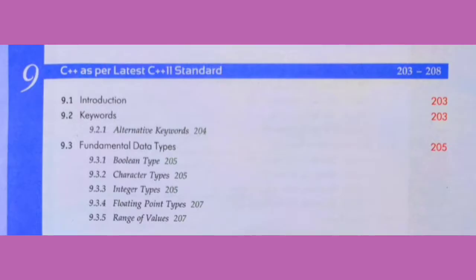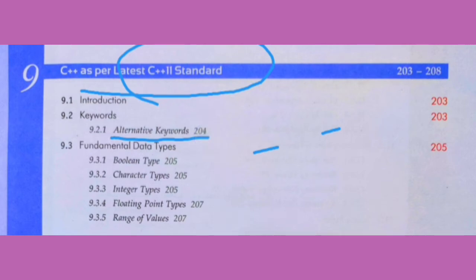Coming to chapter 9, you will learn C++ as per the latest C++11 standard. So the latest version is the C++11 standard, and you will see how things are different. For example, C++ has some operators and variables, and now what changes are there. For example, alternative keywords: we will learn some keywords, and here you will learn the upgradation of what alternative keywords can be used. Then what are boolean types, character, integer, floating. These are some alternatives and advanced forms that you will learn in this standard.